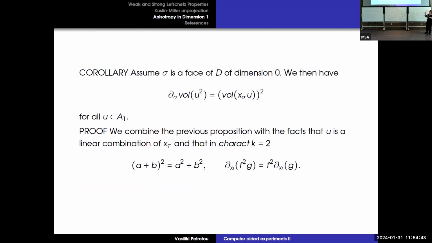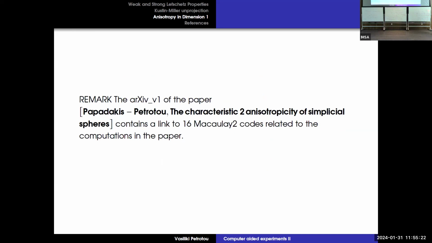And the next proposition says that these differential equations also hold for a polynomial in A1, not just monomials. And the proof is a combination of peculiarities of characteristic 2. Nothing difficult. We write U as a linear combination of A1, and we take the square. The square goes out of the operator, and we finally have the last relation. You can find more propositions related to the operator in the arXiv version 1.